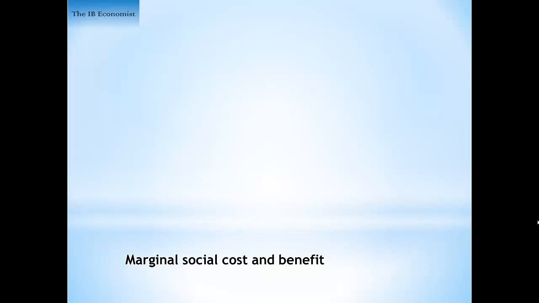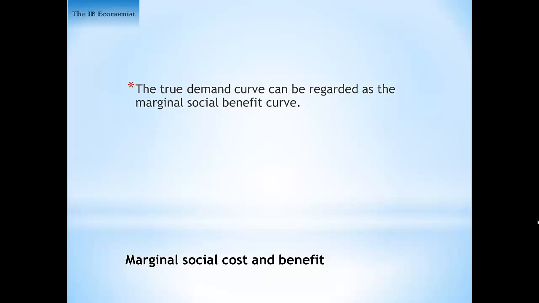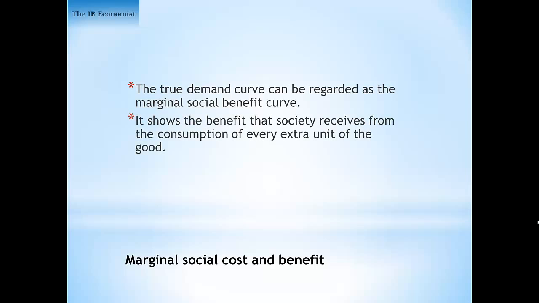We can look at this interaction between supply and demand from a slightly different perspective. First, imagine that the true demand curve can be seen as a marginal social benefit curve. What this would mean is that the curve will illustrate the level of benefit that society receives from the consumption of every extra unit of the good. Think of the meaning of the name, marginal social benefit. Marginal is usually used to refer to something extra, in this case the extra good we consume. And social benefit relates to the benefit that society receives.